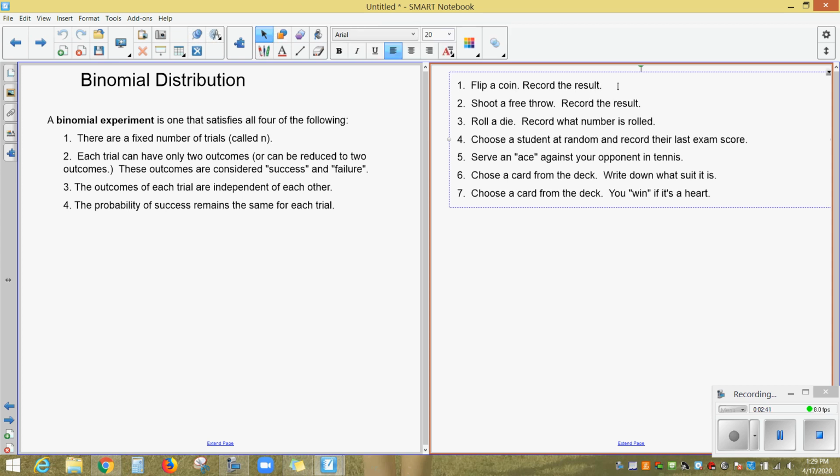We just said if we flip a coin and record the result, that's binomial. I flipped it 1 time, which is boring. There's 2 possible outcomes, heads or tails. If I were to repeat that 6 or 8 or 10 or 12 times, they would be independent of each other, and the probability of success of getting a head each time is 1/2 and a tail each time is 1/2.